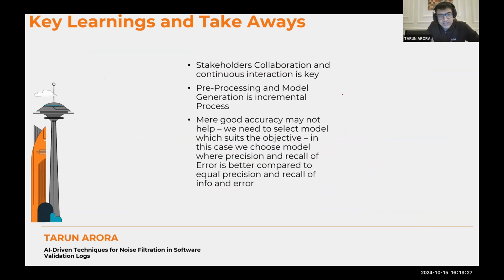Now, what are the key learnings? One is stakeholder collaboration, right? This is very important. The second is that we need to perform a lot of good pre-processing, and model generation is always an incremental and iterative process. You cannot have one good model and one pre-processed dataset in one go. You have to do it as an incremental process. And we should not just look at the accuracy metric. We should look at other metrics like precision and recall to make sure that we are not losing on the model just by looking at one metric, right? So looking at the metrics is very important.